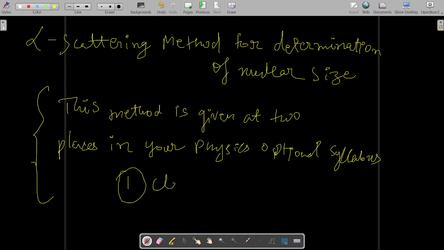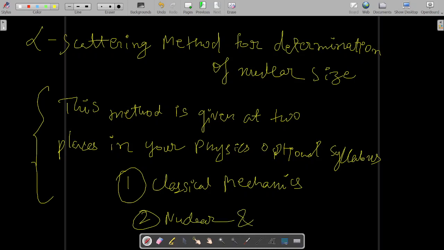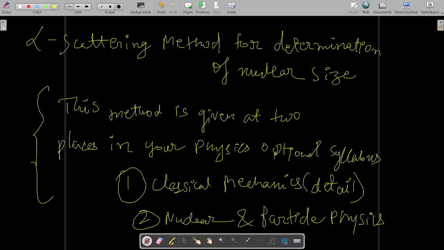In classical mechanics also it is given. And in nuclear and particle physics also it is given. So here you have to study it in detail, which I will teach later on. But over here it is superficial. Okay. Now this is the thing.